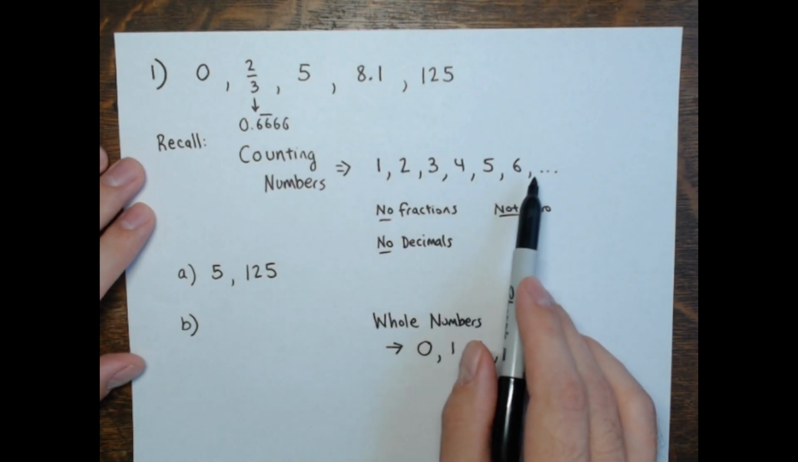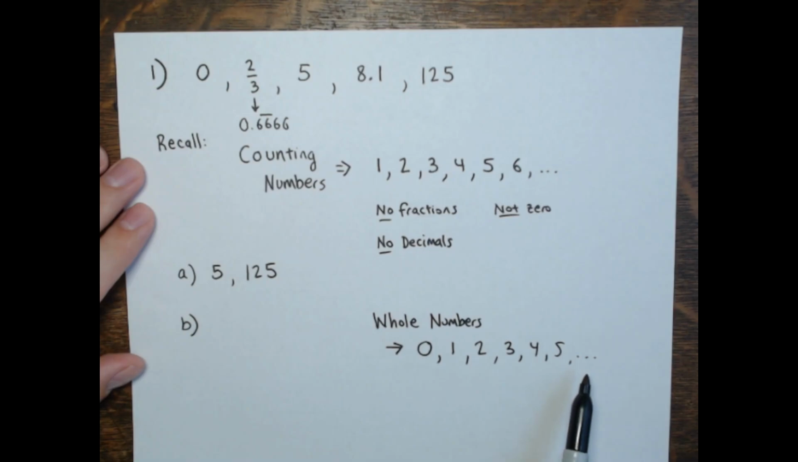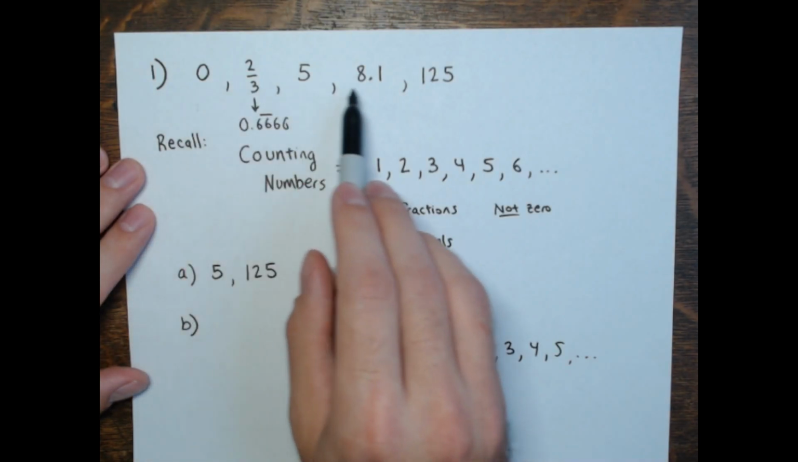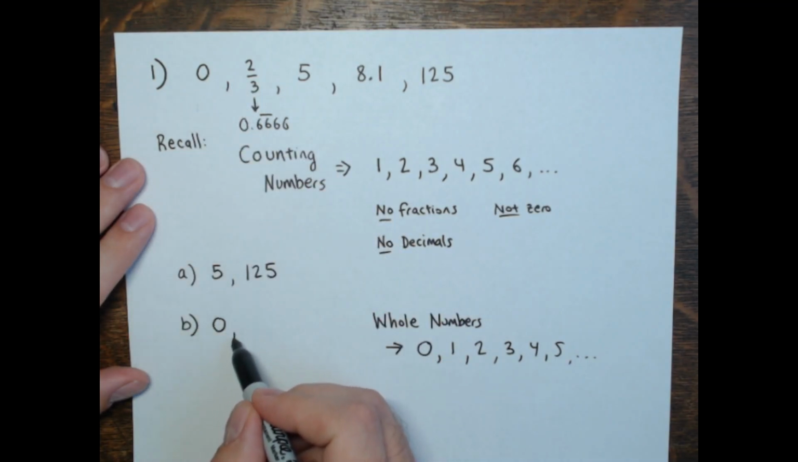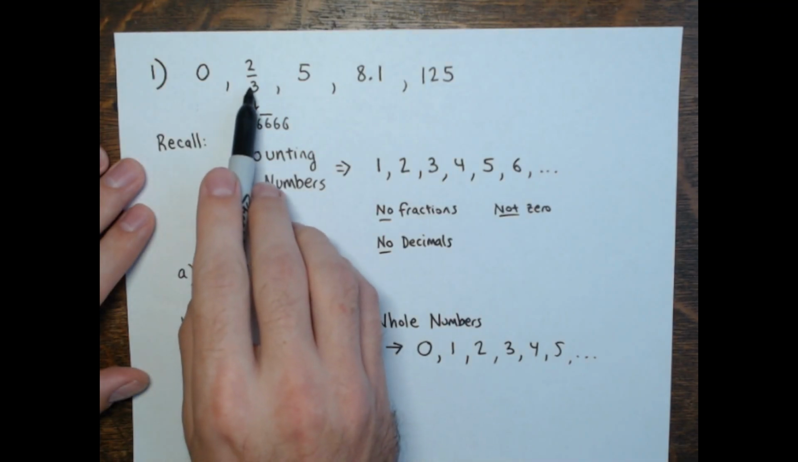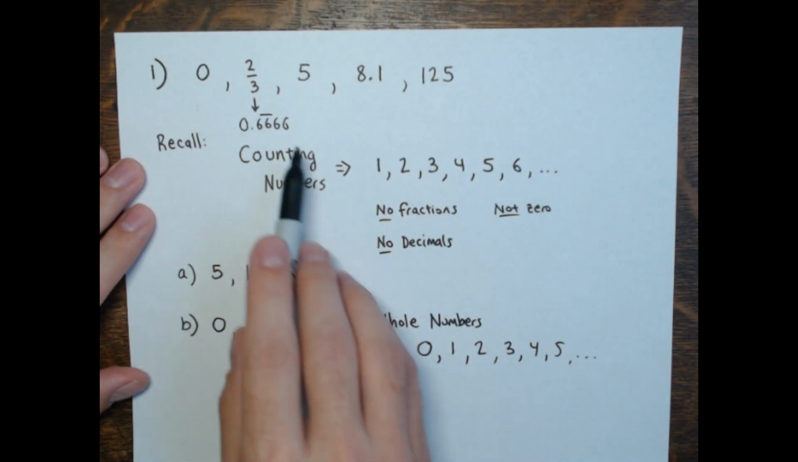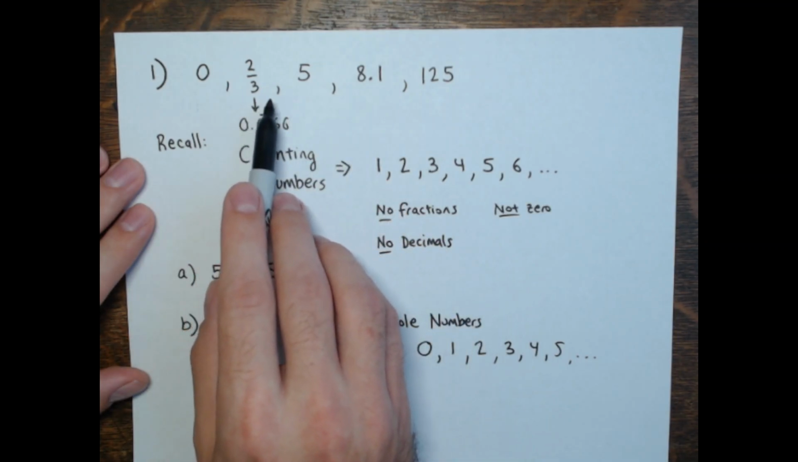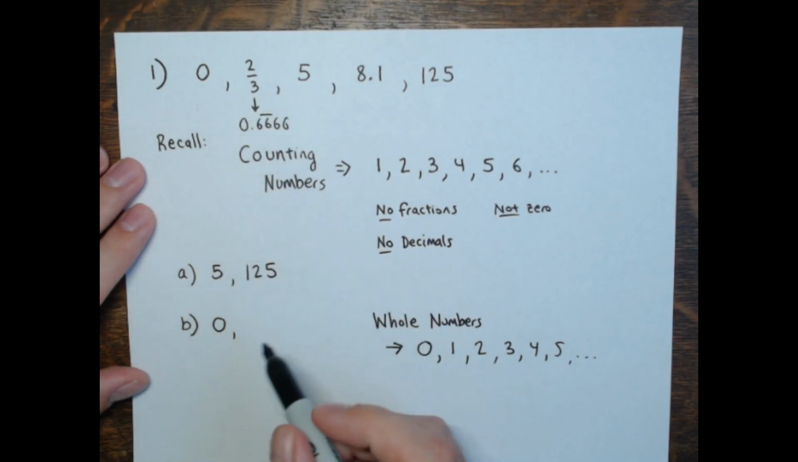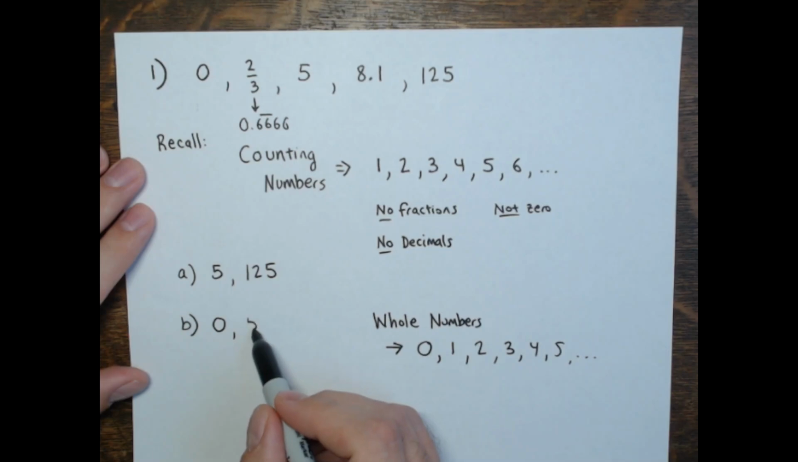So every counting number is a whole number. But not every whole number is a counting number, right? The only whole number that's not counting is 0. All right, so going through the list again, 0 is a whole number, so that's part of it. 2/3, I mentioned no fractions, no decimals, right, with non-zero numbers to the right of the decimal. So no. 5 is counting, so it is also whole.